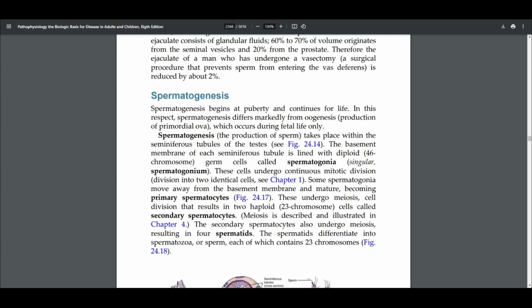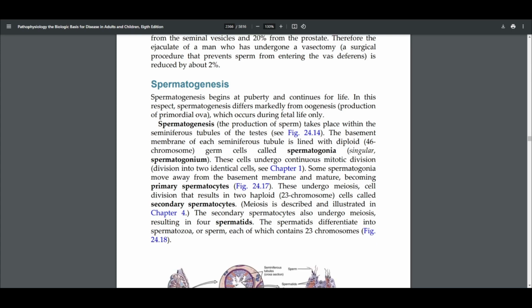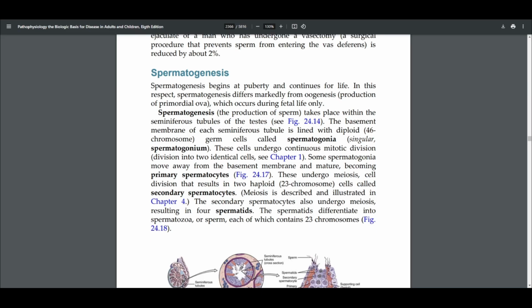Spermatogenesis. Spermatogenesis begins at puberty and continues for life. In this respect, spermatogenesis differs markedly from oogenesis, which occurs during fetal life only. Spermatogenesis takes place within the seminiferous tubules of the testes. The basement membrane of each seminiferous tubule is lined with diploid germ cells, called spermatogonia. These cells undergo continuous mitotic division.